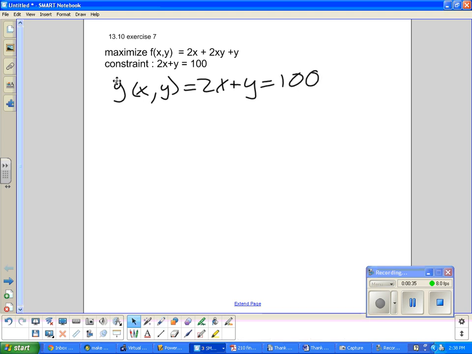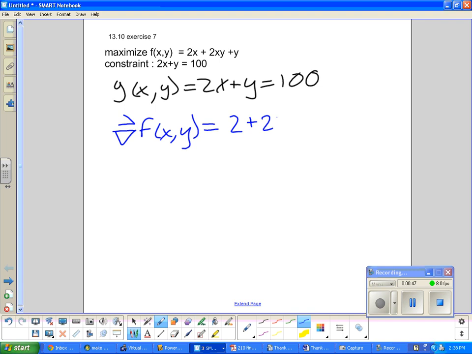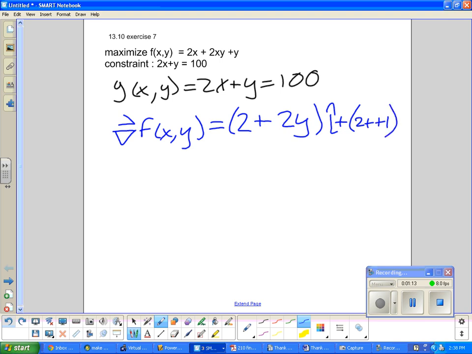Now I want to write my gradient vectors. Gradient of f is going to be 2 plus 2y, sorry, 2y, i plus 2x plus 1 j. And the gradient of our g function, looking right here, is 2i plus j, the partial with respect to y.